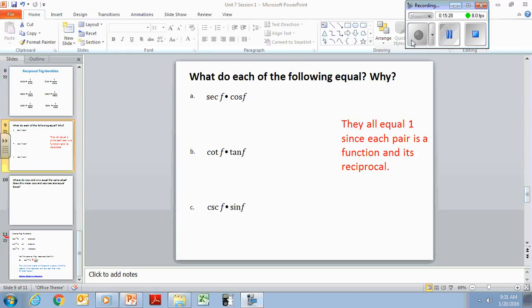A. And what do each of the following equal, and why? I wonder if they all equal 1, since each is a pair, since each pair is a function and its reciprocal. All right, so let me do it the old school way, with that 2 over 3 that I came up with, not Tim. He just borrowed that. Like, dude, what are you using my 2 over 3 for?